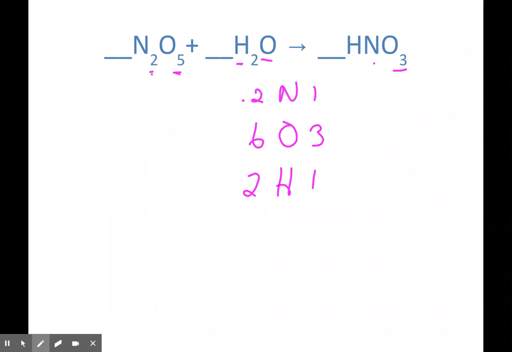There's 2 on this side, so we'll put a 2 here. That's going to change my hydrogens to 2, my nitrogens to 2, and my oxygens are now 6. So now everything matches up. So we're already done with that one.